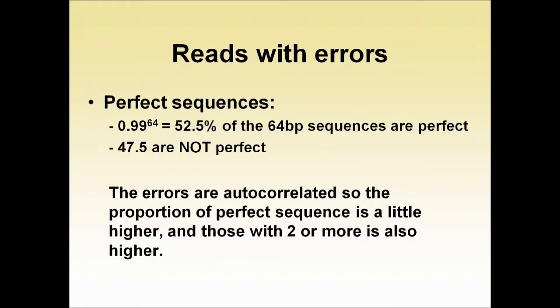So given that there's a 1% error rate and 64 base sequences, we expect only about half the reads to have no sequencing errors. So half the reads in your FASTQ file will have no sequencing errors, but the other half will. So there's sequencing errors everywhere. We still want to use that stuff. But these numbers aren't quite right because the errors are autocorrelated. Once you get one error, you tend to get another error in the same sequence.